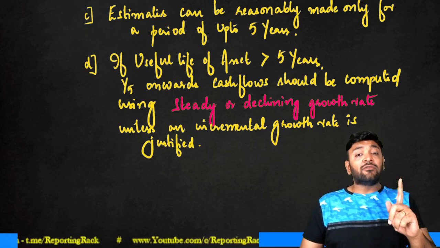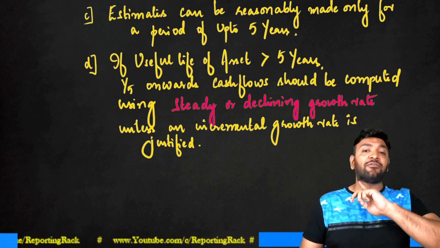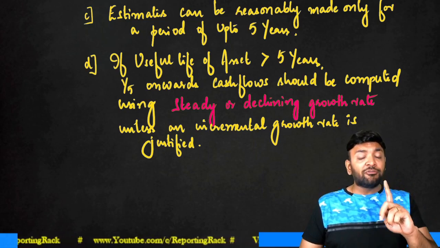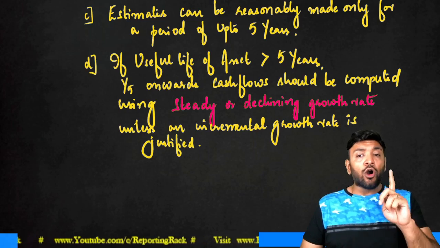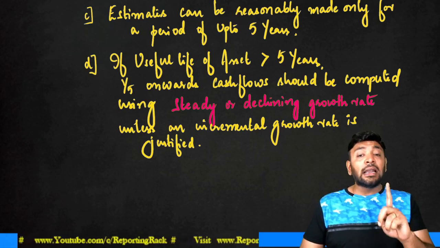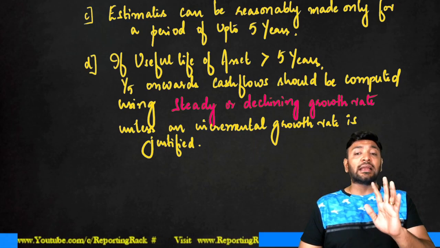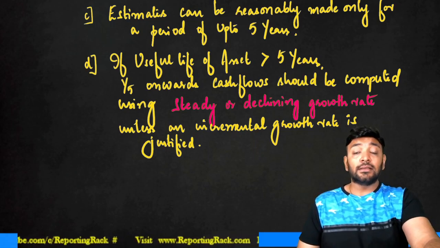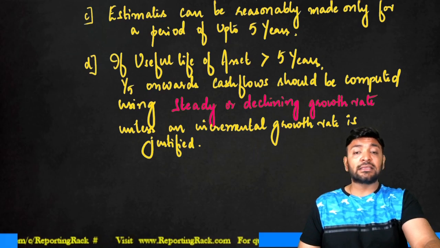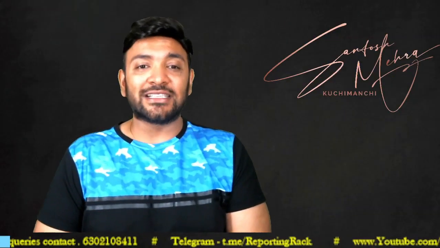However, if the useful life of the asset is greater than 5 years, then from the 5th year onwards, the cash flows should be based on either a steady or a declining growth rate, unless an incremental growth rate can be justified. Here, this is what our understanding is as far as your value in use is concerned.